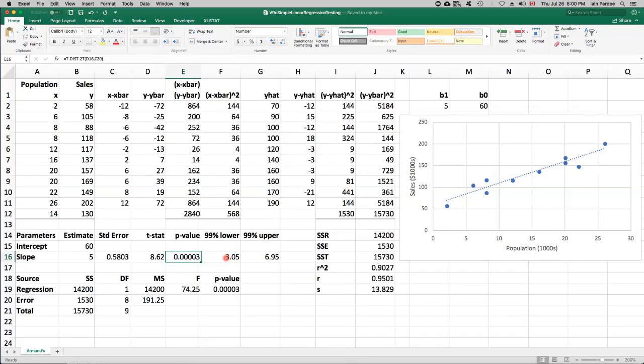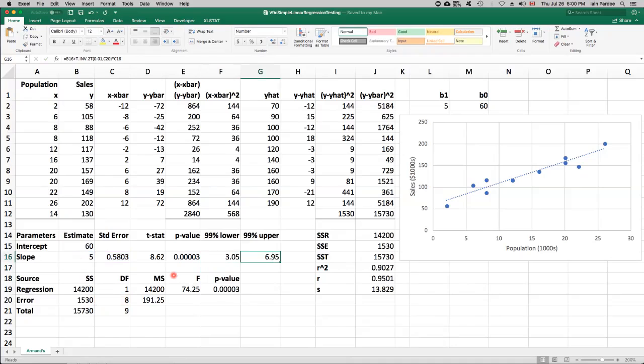We could also calculate a confidence interval for the slope. As an illustration, here's a 99% confidence interval. I'm using t.inv.2t with first argument 0.01 to find the critical value for the t-distribution with 8 degrees of freedom. If I multiply that by the standard error here, and then do the estimate plus or minus that margin of error, I'll get 3.05 up to 6.95, so we're 99% confident that the population slope is in our interval.